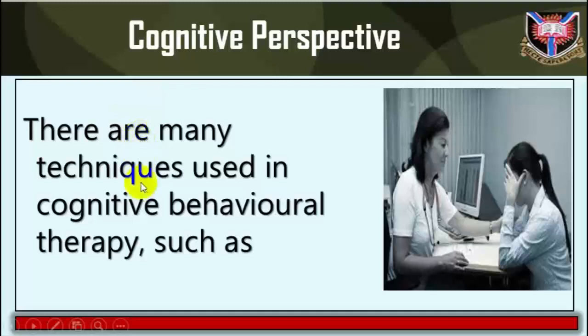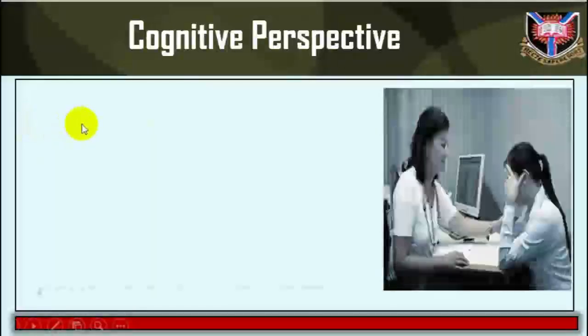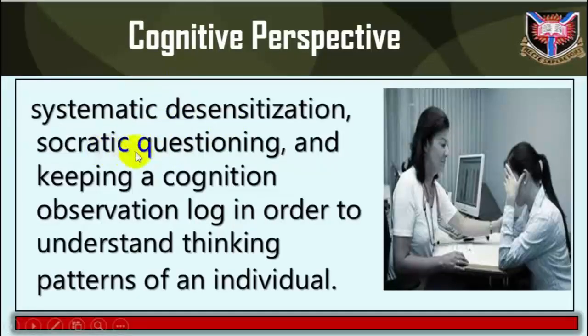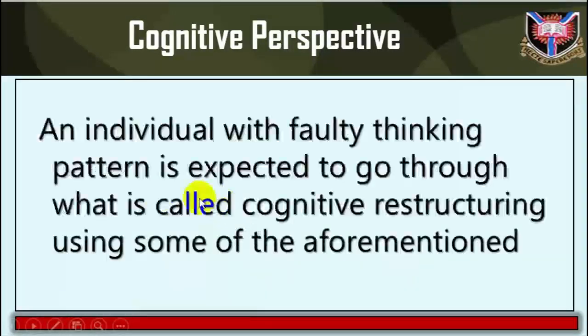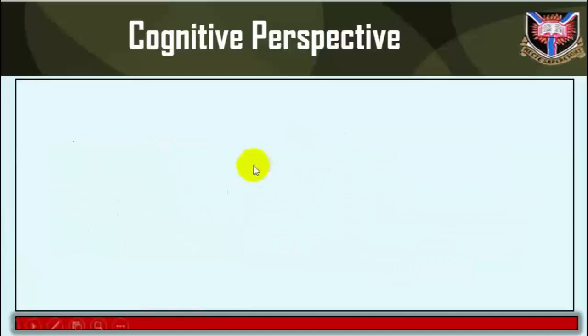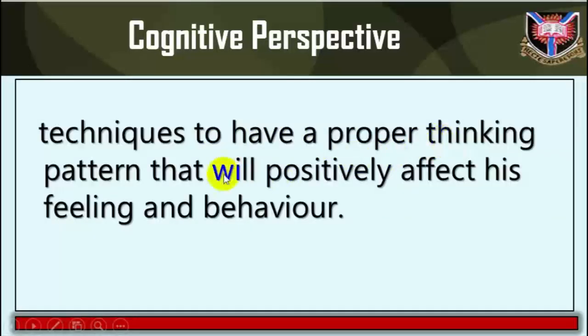There are many techniques used in cognitive behavioral therapy, such as systematic desensitization, Socratic questioning, and keeping a cognition observation log in order to understand the thinking patterns of an individual. An individual with a faulty thinking pattern is expected to go through what is called cognitive restructuring, using some of the aforementioned techniques, to have a proper thinking pattern that will positively affect his feelings and behavior.